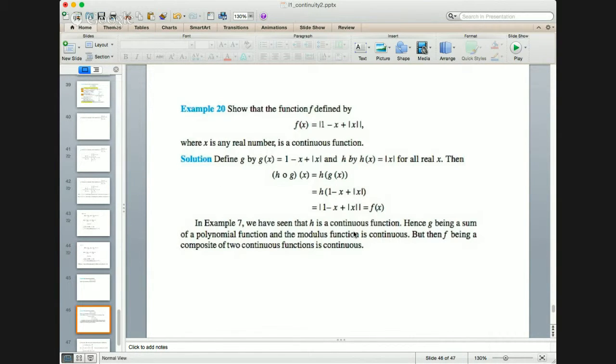Now, next is again a solved example from NCERT, and I picked it up because it's something different, and it is quite debatable whether we should do something like this or not. So I thought it's a good question to take today. It says show that the function f defined by f of x is equal to absolute value of 1 minus x plus absolute x. Now this function needs to be discussed for continuity. So x is any real number, f has the entire real number line in its domain, and we need to discuss whether it is a continuous function or not.